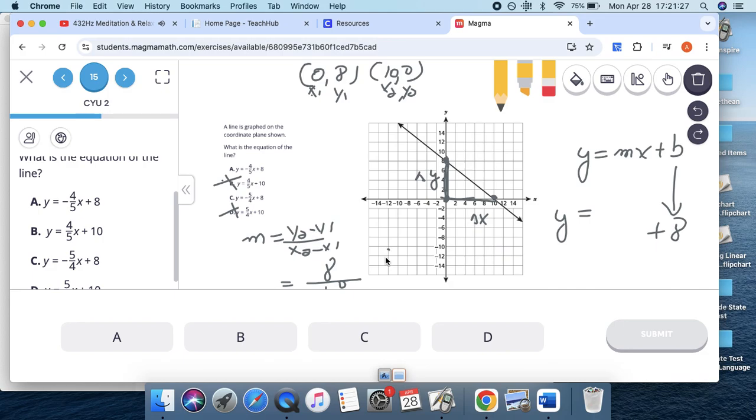And 8 over 10 simplifies to 4 over 5. I make sure it's negative because the slope is coming down. So the only answer that looks like that is A.